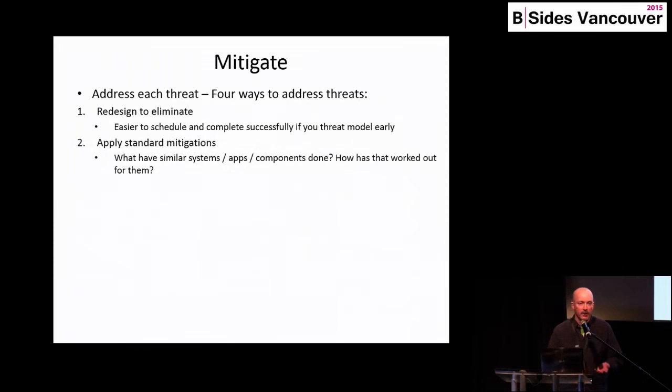You can apply standard mitigations. The classic example in web traffic is using HTTPS instead of HTTP. What if you're building something similar to what other apps, components, systems, services, etc. have done? Has that mitigation worked out for them? And actually in the backup slides on the talk, I've got some example mitigations, so I want to make that note.